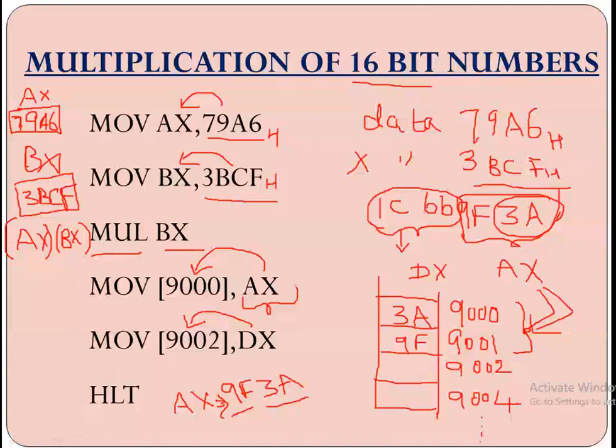It will be continuous only. So this is 9003, and this is your answer, where you store your result. After completing this, you just halt the program. Halt the execution, and after that only you will get the output.